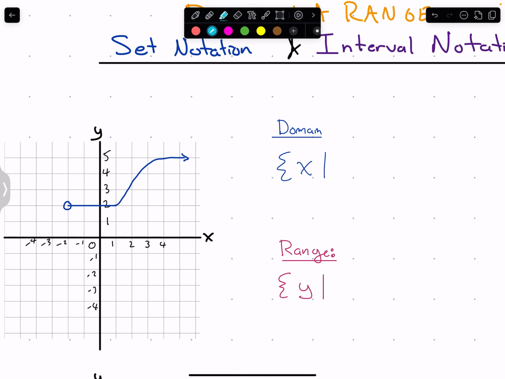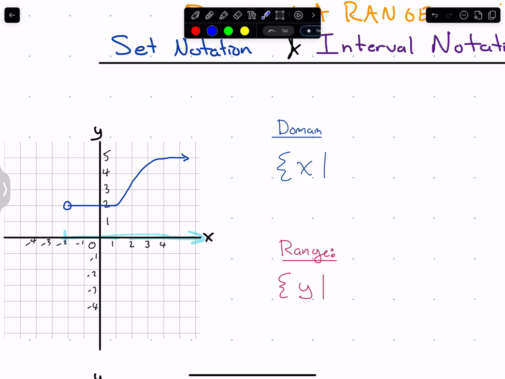So for my domain, I'm going to look at all my x values that are plotted on this blue graph, and it appears to be where I'm highlighting here. So if you carefully look, there's no blue graph over here or down here. The blue graph starts here and goes this way. So my x values must start along with the blue graph.